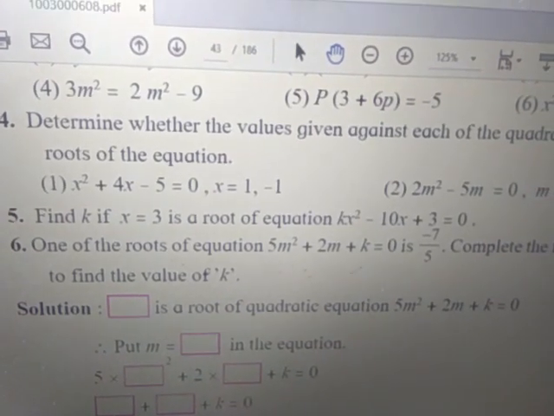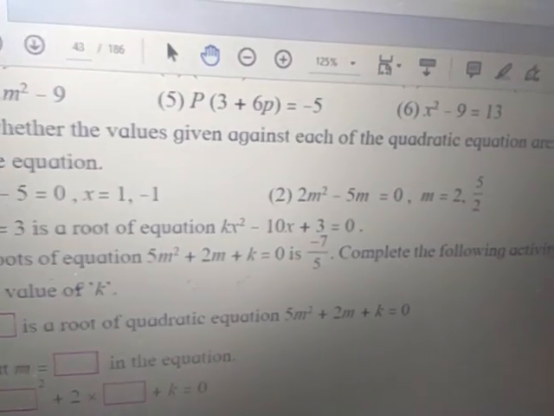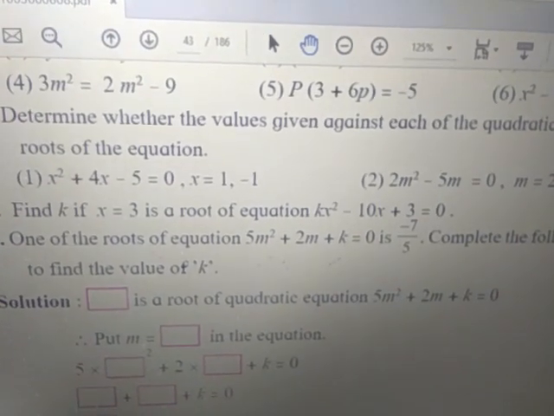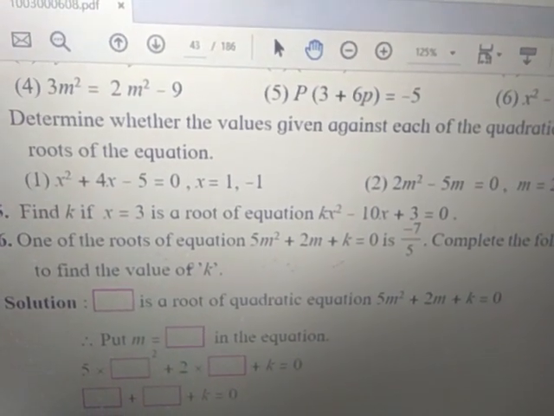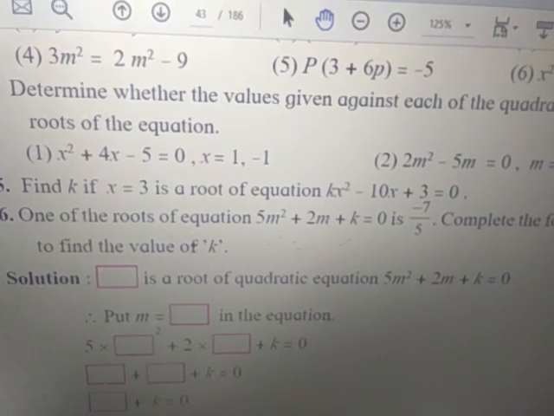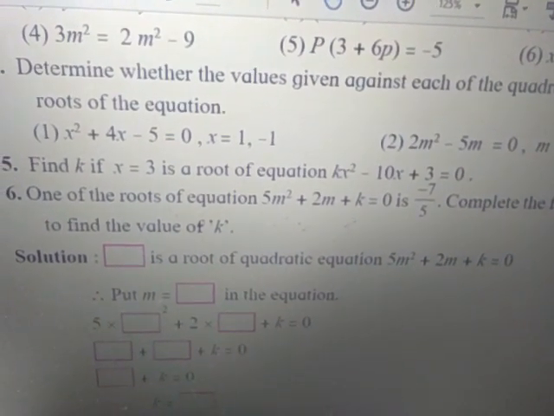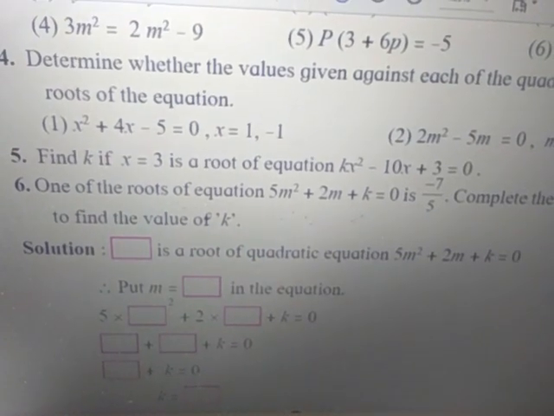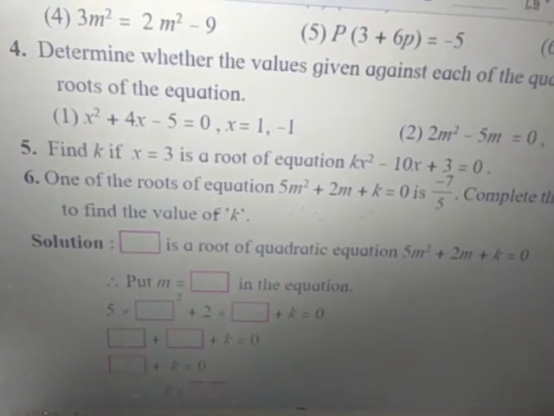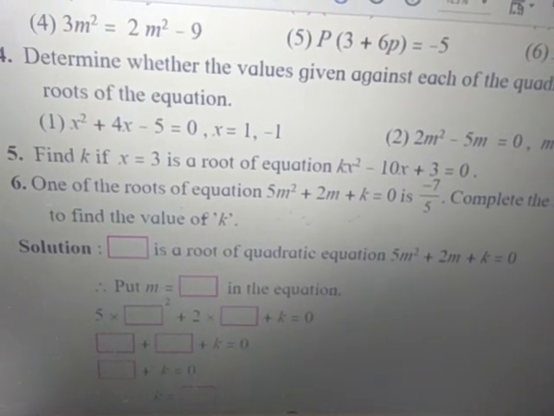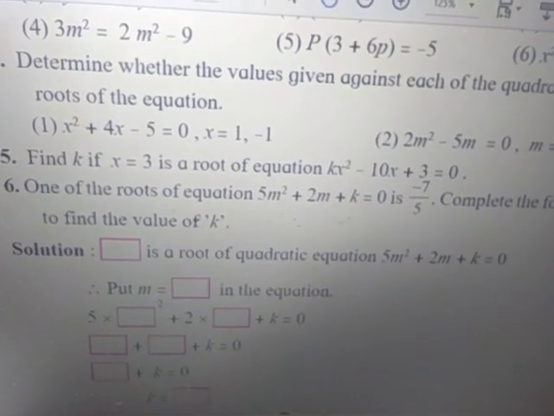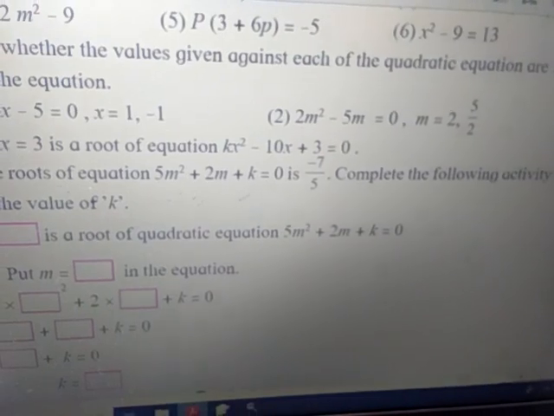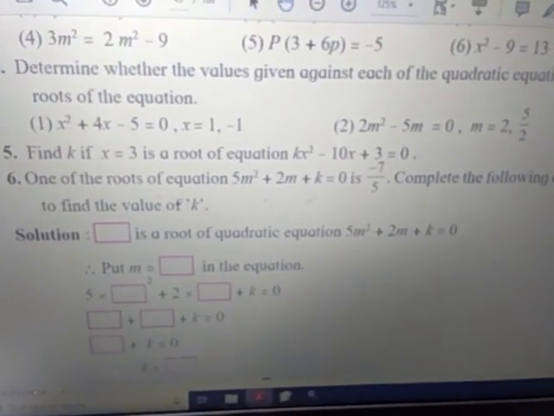Determine whether the values given against each of the quadratic equations are the roots of the quadratic equation. That means they have given you values of the variable, we have to just put the values and check whether the answer is 0 or not. If the answer is 0, then it is a root. If the answer is not 0, then it is not a root of the equation. Root means what? Solution of the equation. Now you will solve and check.